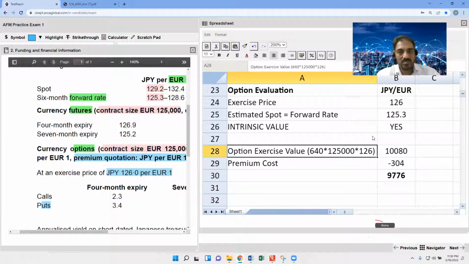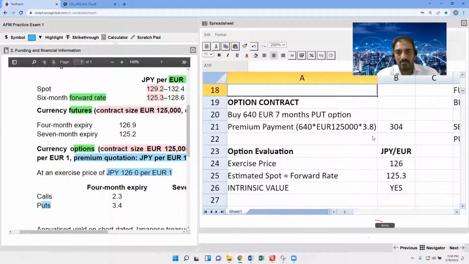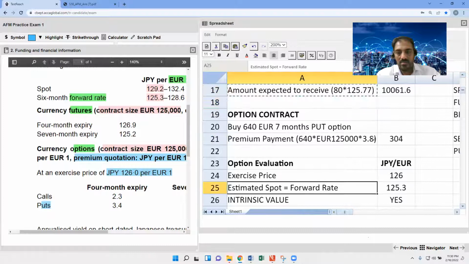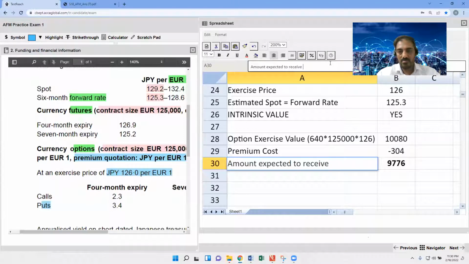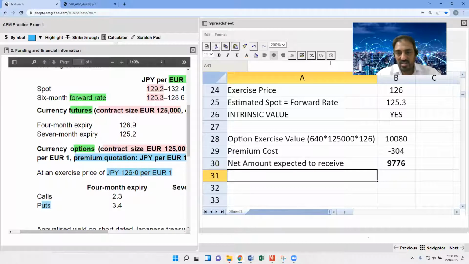The net amount expected to receive is 9,776.